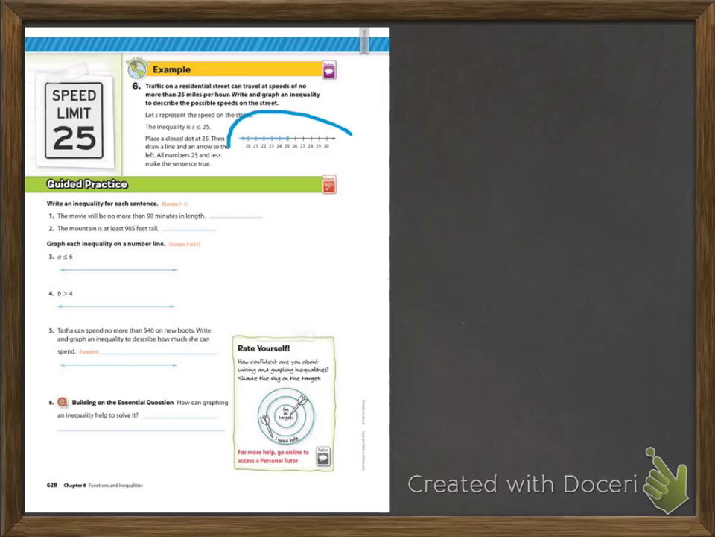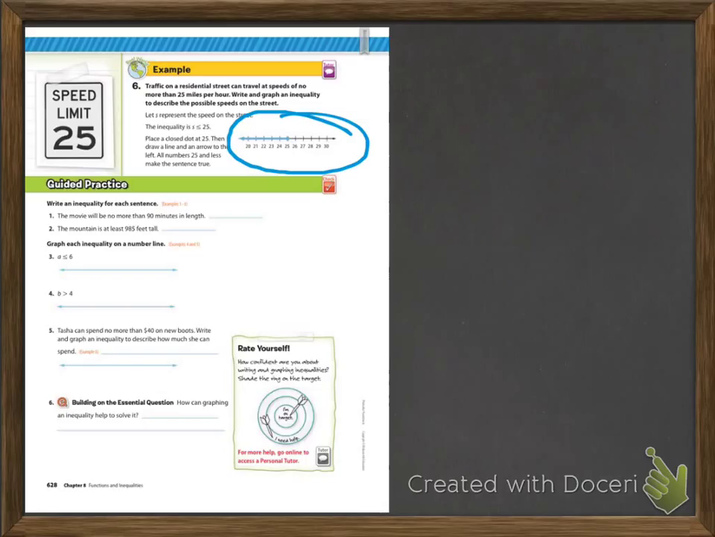If you look at the way they shaded in our graph here, you'll see that they have a closed circle at the 25, because it's saying, hey, you can drive no more than 25 miles per hour, which means you can drive 25 miles an hour, but nothing more than, nothing greater than the 25. So they shaded everything to the left.